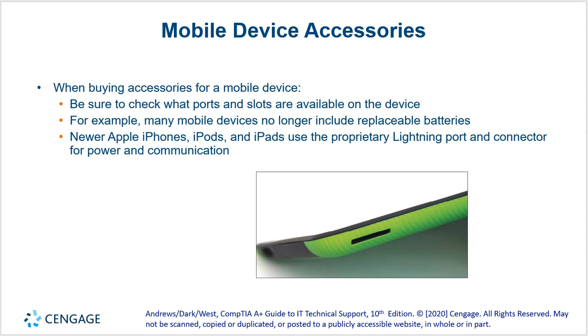When buying accessories for a mobile device, be sure to check what ports and slots are available on the device. Many mobile devices no longer include replaceable batteries. That's true. Newer iPhones, iPods and iPads use a proprietary Lightning port. These days the Android devices usually have USB-C, which is brilliant stuff. Some mobile phones are coming out with eSIMs rather than having a SIM card slot. Some of them you can put in extra storage and some of them you can't.